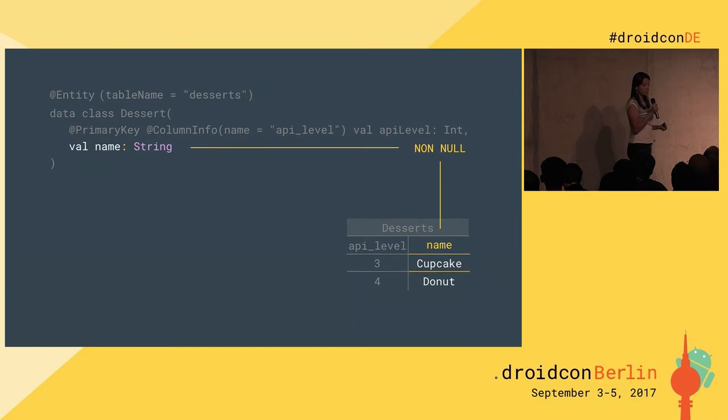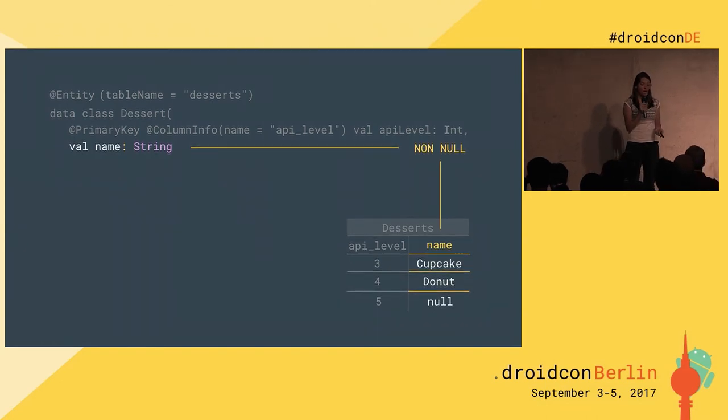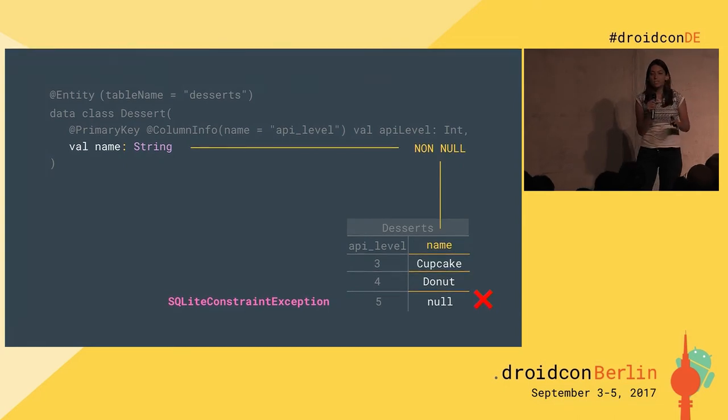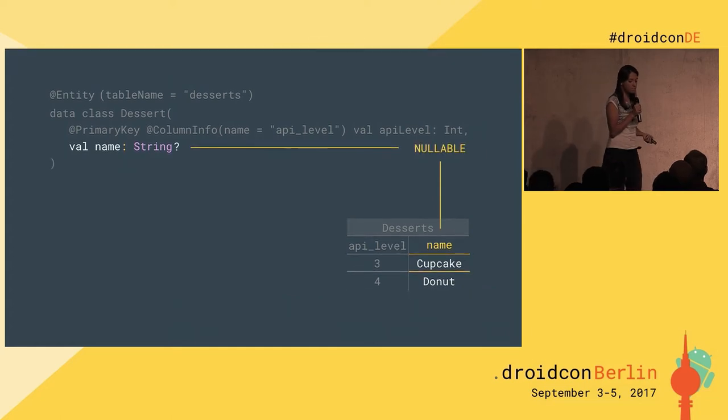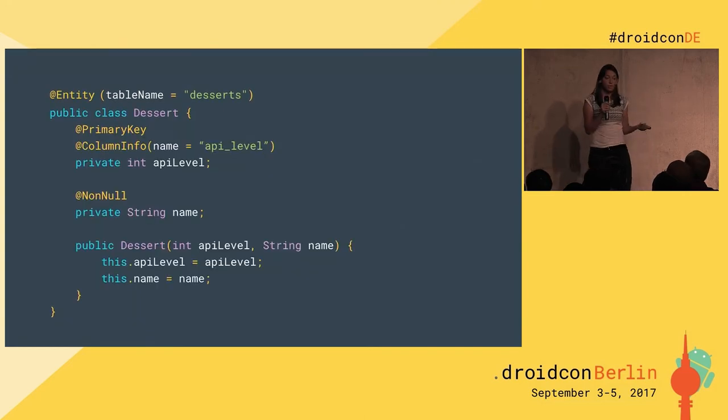But there's one more thing to notice here. If you're using Kotlin, you know that this is a non-null variable, because it doesn't have that question mark. Well, this means that if in my table I'm trying to insert a dessert that has a null name, what will happen is I get a SQLiteConstraintException. Because Room checks whether you have a nullable or non-nullable column, and then sets those constraints on the columns. So if you have a nullable, so you have that question mark in Kotlin, then if you're trying to insert a dessert that's null, everything's OK. If you're using Java, Room will just take care of the same things using the @NonNull or @Nullable annotations.